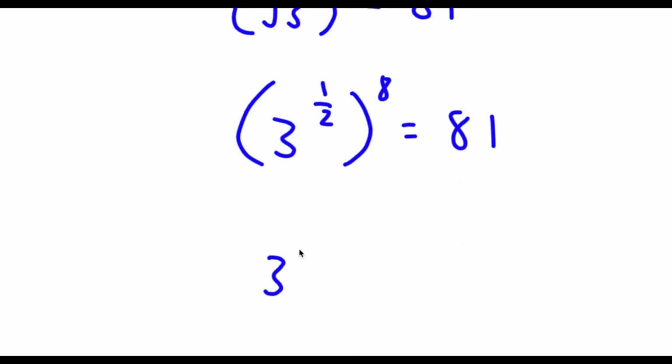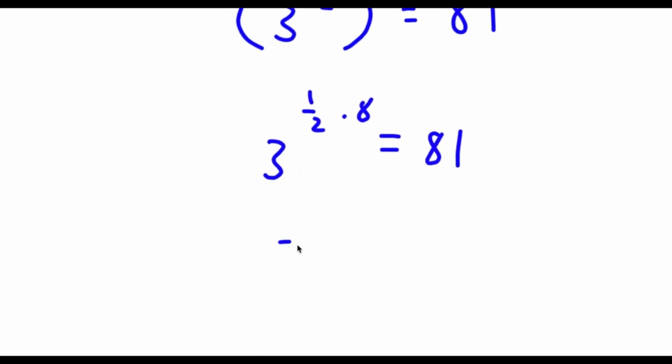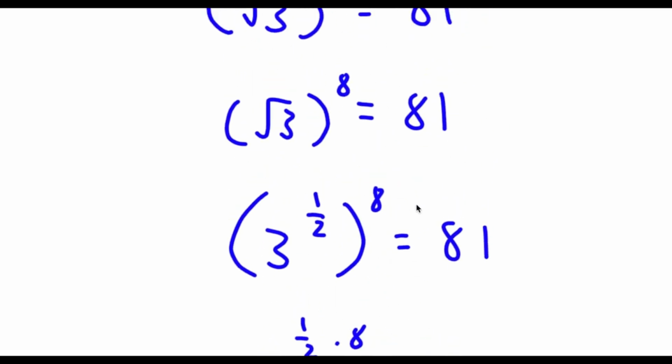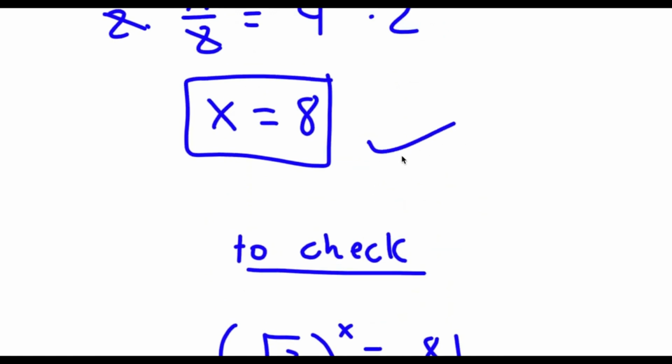Now this is the same thing as 3 to the power of 1/2 times 8 is equal to 81. 8 times 1/2 is 4, so I have 3 to the power of 4 is equal to 81, and 3 to the power of 4 is 81. So I have 81 is equal to 81, and this is right, so my solution is right.